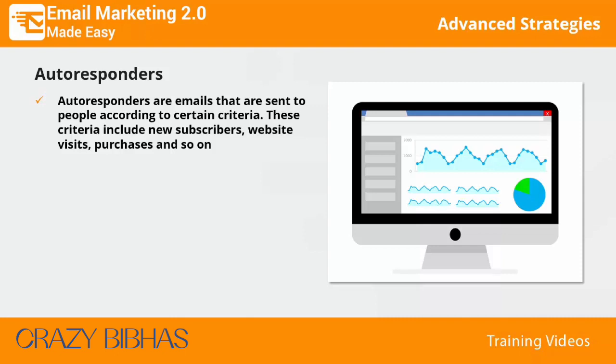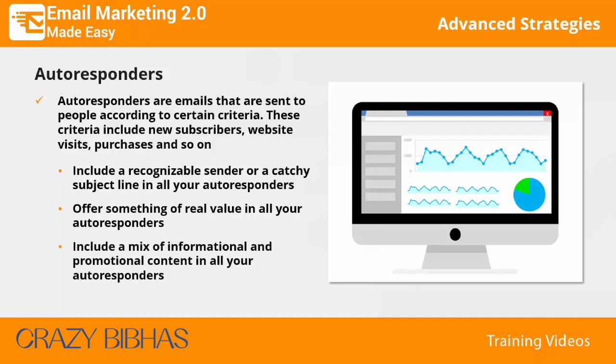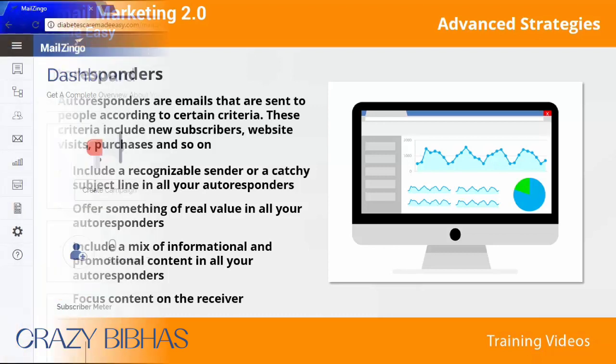Autoresponders are a great way to automate your email marketing efforts, and here are a few killer tips to write results-oriented autoresponders. Include a recognizable sender or a catchy subject line in all your autoresponders. Offer something of real value in all your autoresponders. Include a mix of informational and promotional content in all your autoresponders and focus content on the receiver.